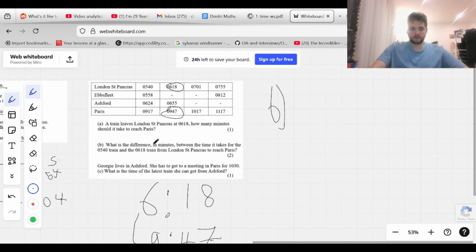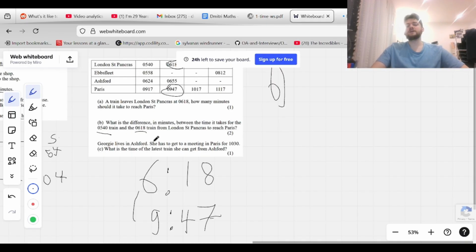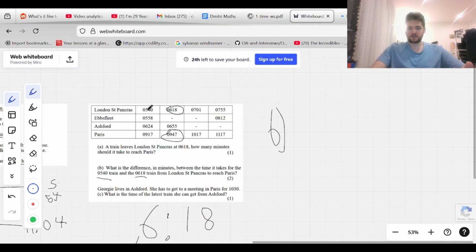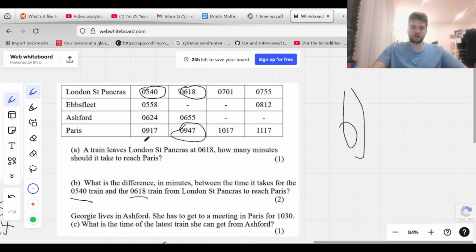Question B. What's the difference in minutes between the time it takes for the 5:40 train and the 6:18 train from London St Pancras to reach Paris? Now, you don't need to redo the question. We already know how long it takes the 6:18 train to get from London St Pancras to Paris. The answer is simply 3 hours and 29 minutes. But how long does it take for the 5:40 train to reach Paris? Well, we first locate the 5:40 train, and then we do the same thing.